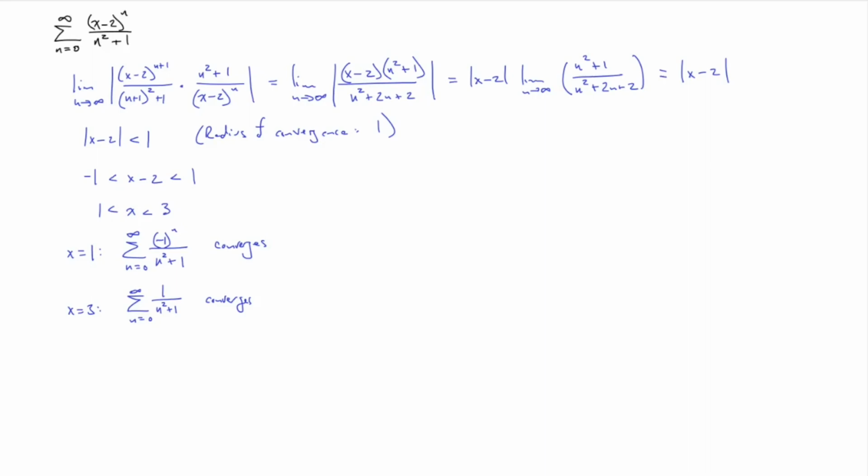The sum n equals 0 to infinity of 1 over n squared plus 1 converges by the comparison test when you compare it to the sum of 1 over n squared. And that's enough to tell you that the previous series, the sum n equals 0 to infinity of negative 1 to the n over n squared plus 1, is absolutely convergent, so it converges as well. And so here we get an interval of convergence of the interval from 1 to 3, including the 1 and including the 3.